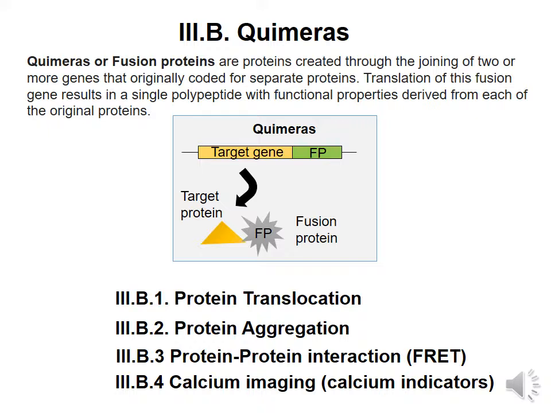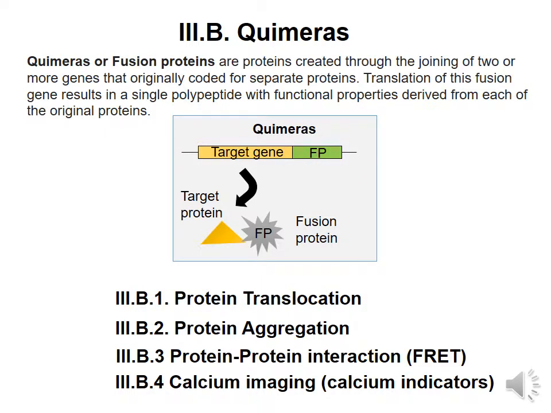Another application of fluorescent proteins is the use of chimeras. Chimeras or fusion proteins are proteins created through the joining of two or more genes that originally coded for separate proteins. Translation of this fusion gene results in a single polypeptide with functional properties derived from each of the original proteins. We can create chimeras with our protein of interest and a fluorescent protein.